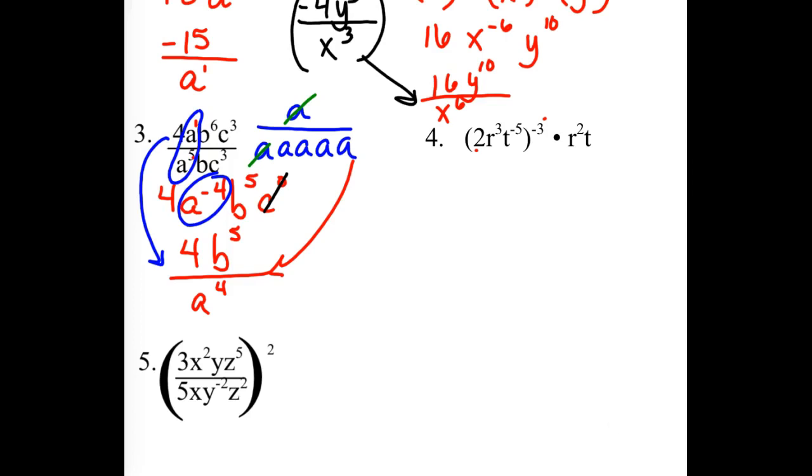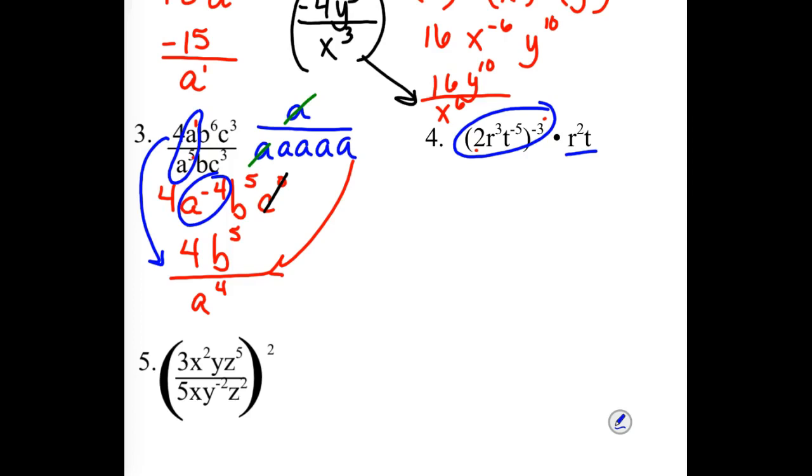All right, question 4. Notice that you have a group of items being raised to a negative 3 power, and then at the end, you have similar bases that we want to multiply in. Okay? We have to deal with this first. We have to deal with that power that's being applied to those pieces before we try to combine it with these.